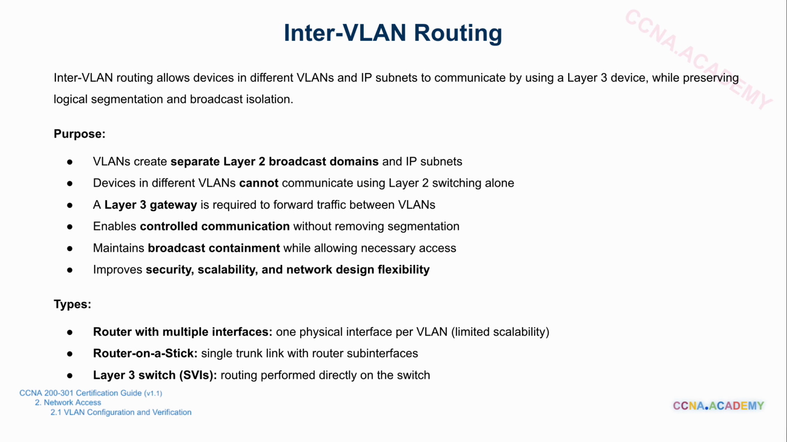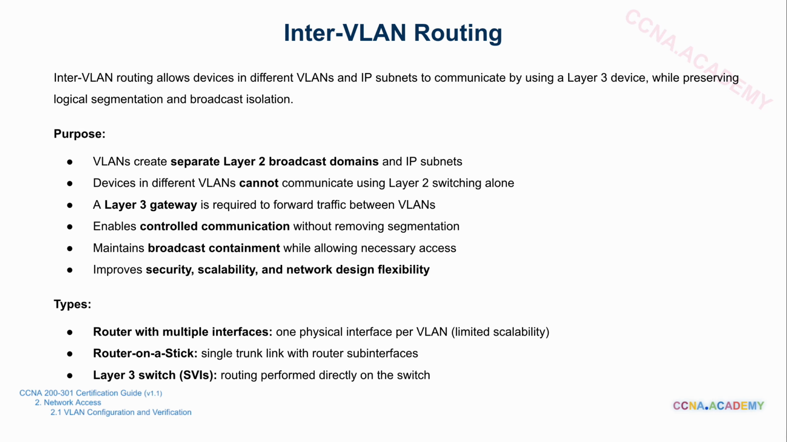Inter-VLAN routing allows devices in different VLANs and IP subnets to communicate by using a Layer 3 device, while still keeping VLANs logically separated and broadcast traffic contained. The reason we need inter-VLAN routing is that VLANs create separate Layer 2 broadcast domains and IP subnets. Devices in different VLANs cannot talk to each other using switching alone, so a Layer 3 gateway is required to move traffic between them. This approach allows controlled communication where it's needed, without breaking segmentation, while also improving security, scalability, and overall network design flexibility.